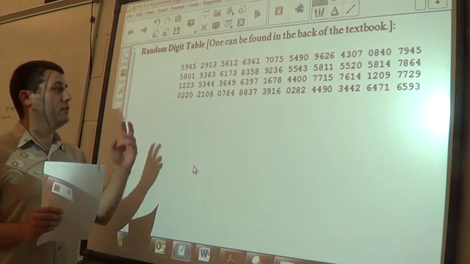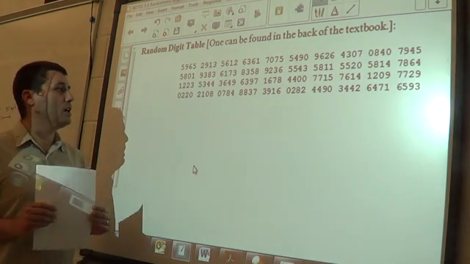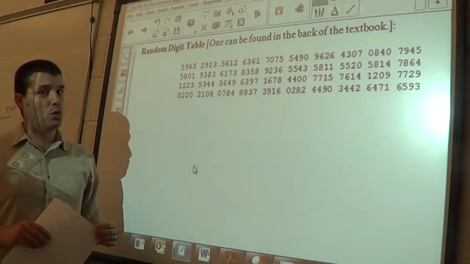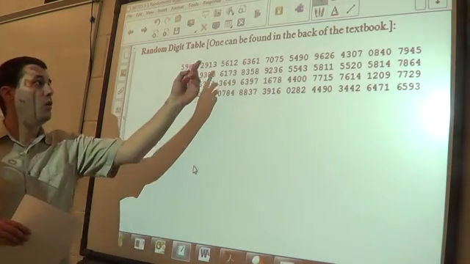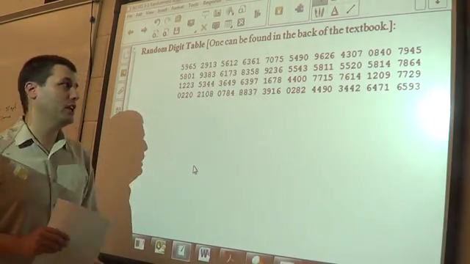The AP people like to give these to us so that we can follow our steps together. People did use these a lot more before technology was so prevalent. One can be found in the back of your textbook if you ever need one also.